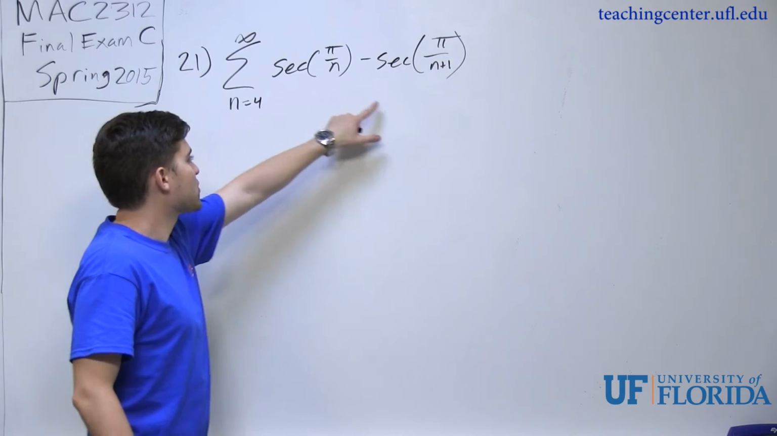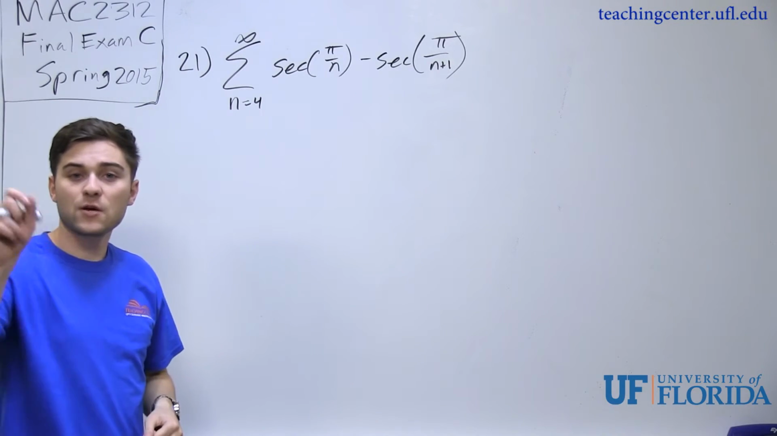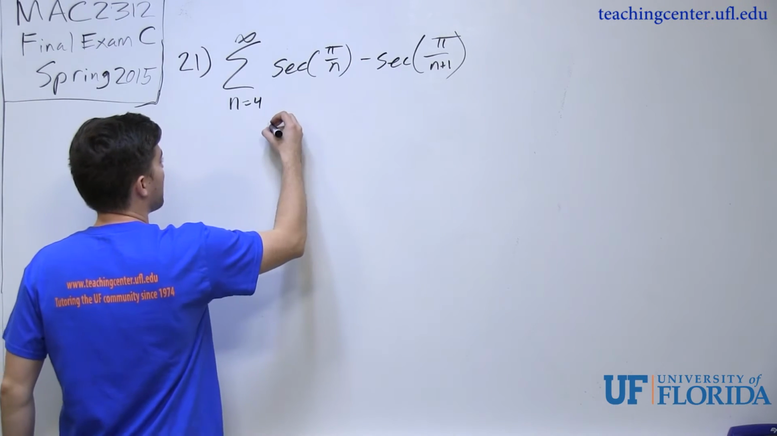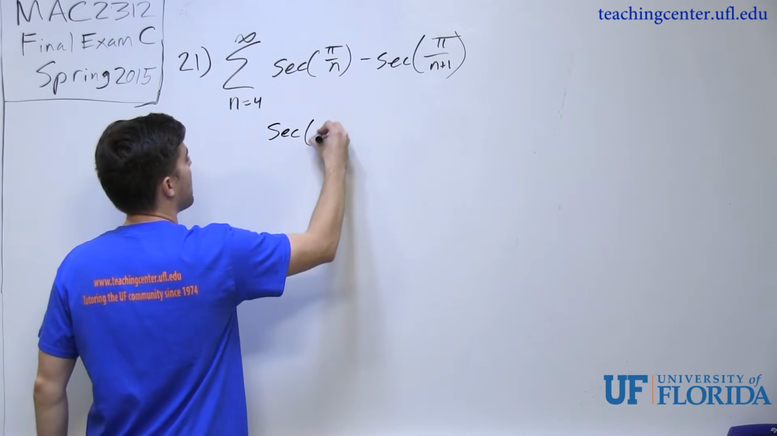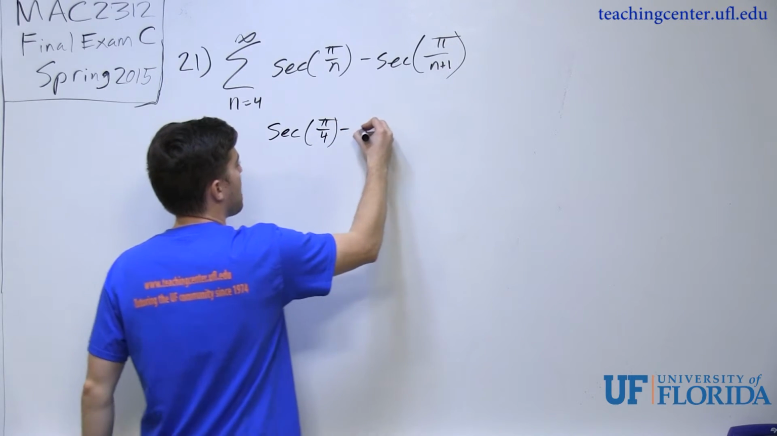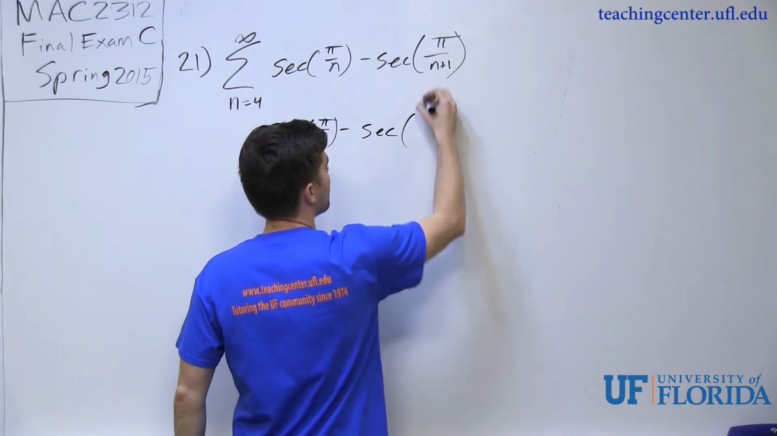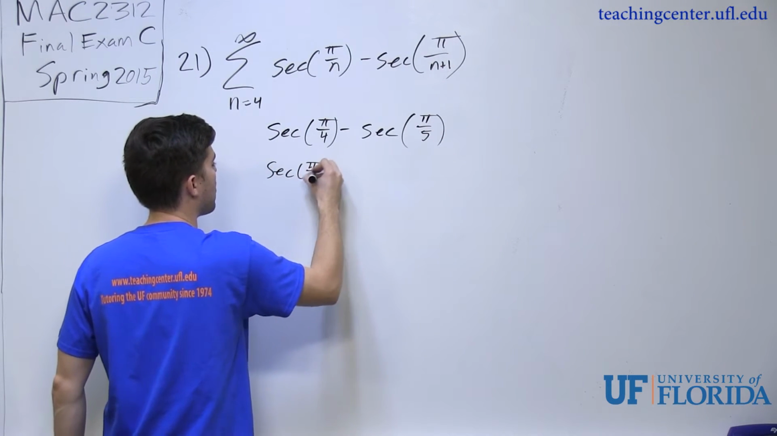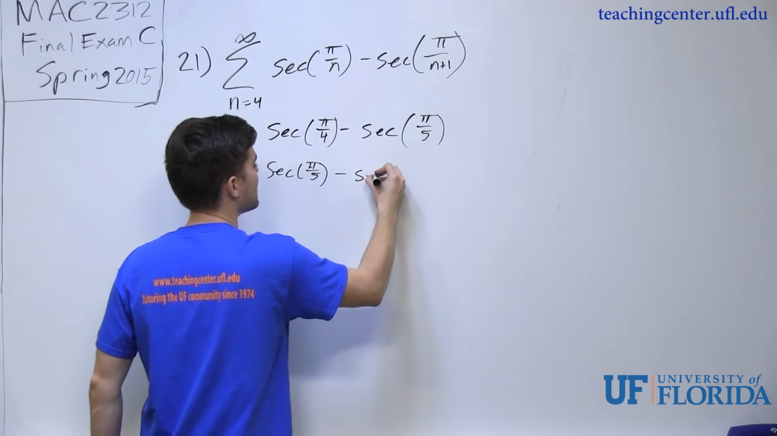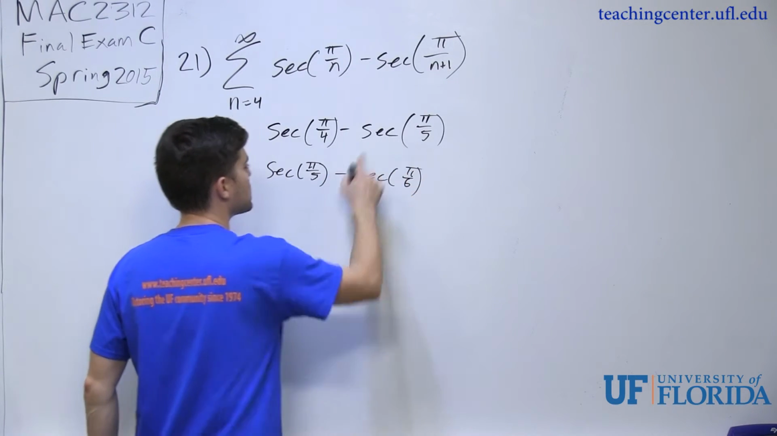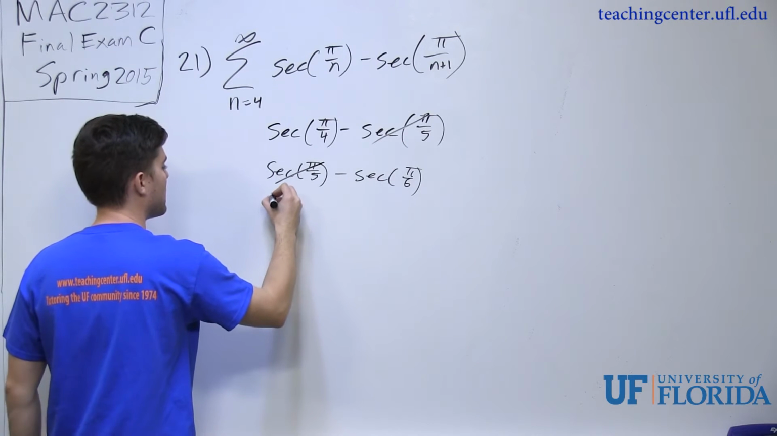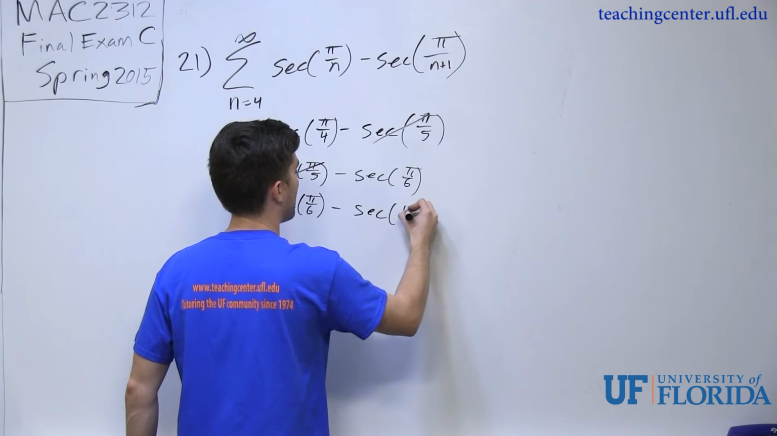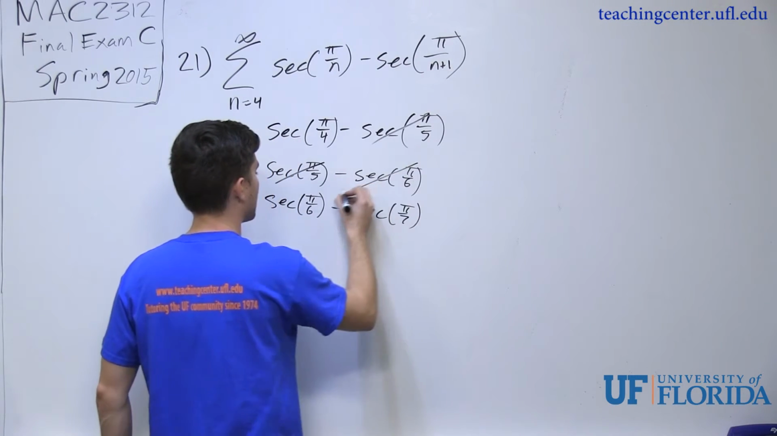Remember, what we do is we start by plugging in whatever our n value is, and we start seeing where stuff cancels. I'm going to start at n equals 4 in this case, because that's where the series starts. So my first term at n equals 4 is secant of pi over 4 minus secant of pi over 5. And I have secant of pi over 5 minus secant of pi over 6. It looks like I already have a cancellation, so that's good. Secant of pi over 6 minus secant of pi over 7.